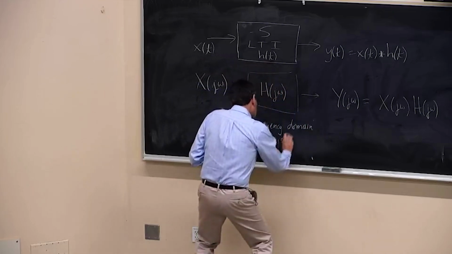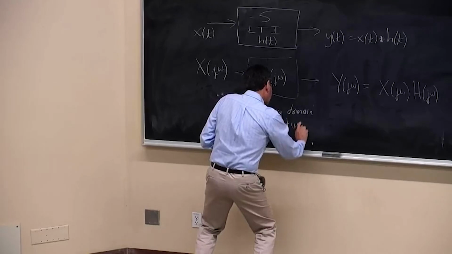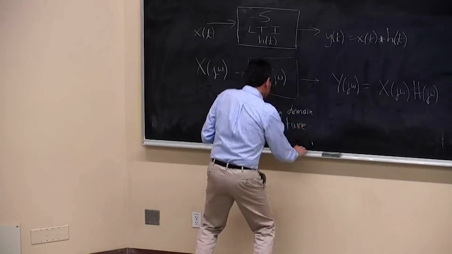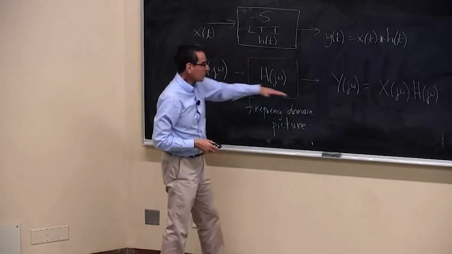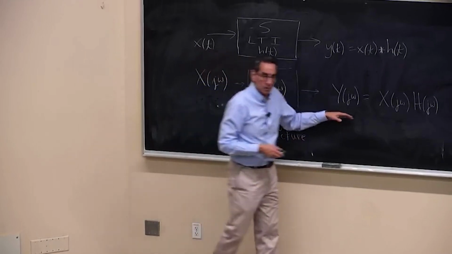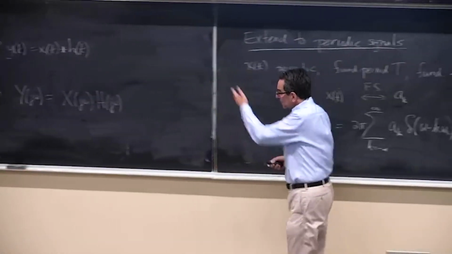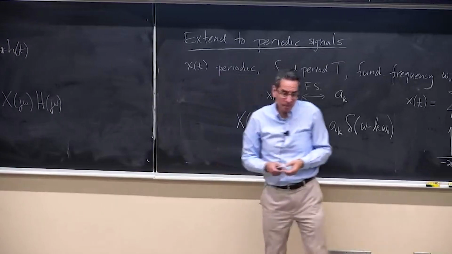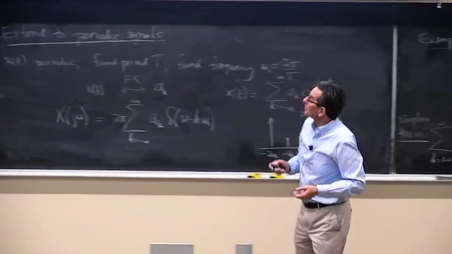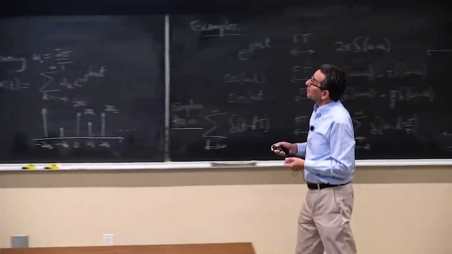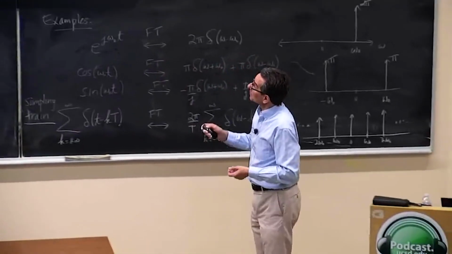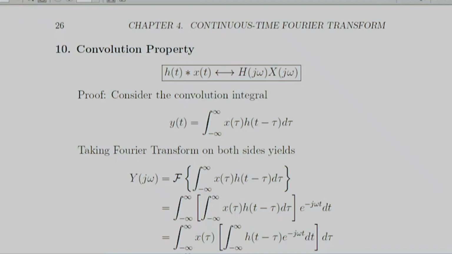What it means is that by going into the frequency domain, we can get a very nice understanding of what's happening when we put a signal through an LTI system. And this is an example of the convolution property. One example. The general statement of the convolution property is just given here. So you could just take any two signals.